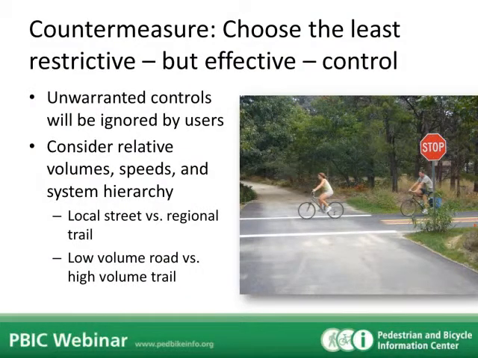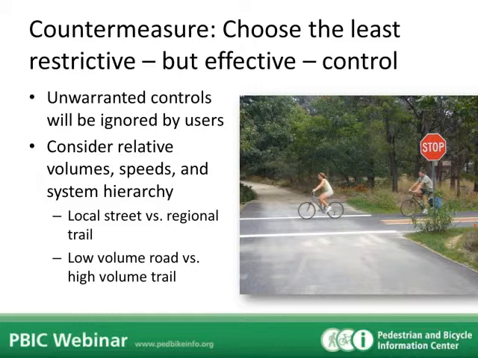So again, in terms of the countermeasure, you want to use the traffic control that's the least restrictive. And in this case, you can see here, this is, again, a driveway crossing that becomes dirt on the other side, and it's stopping for the trail.